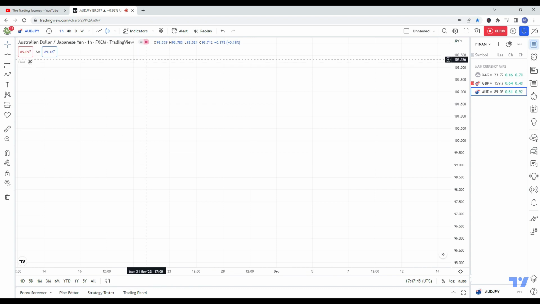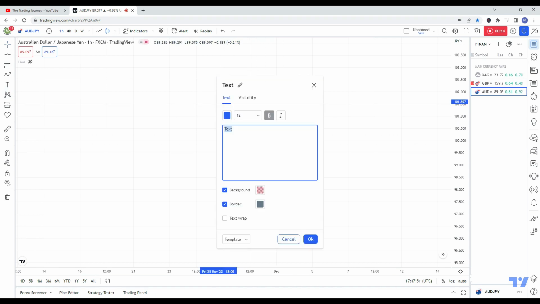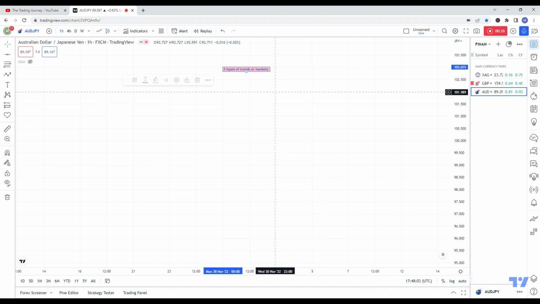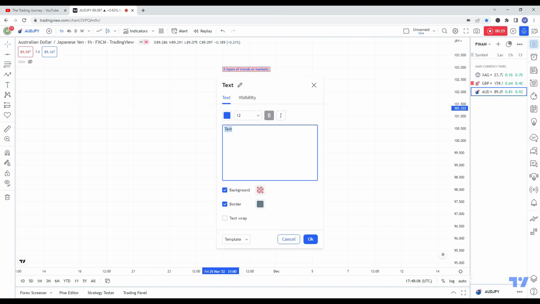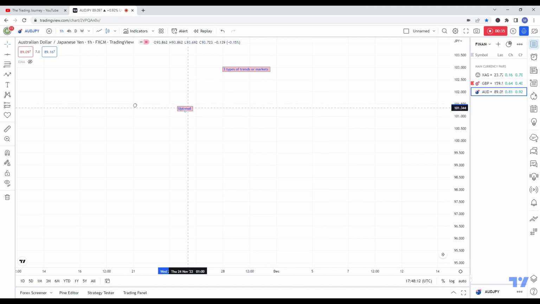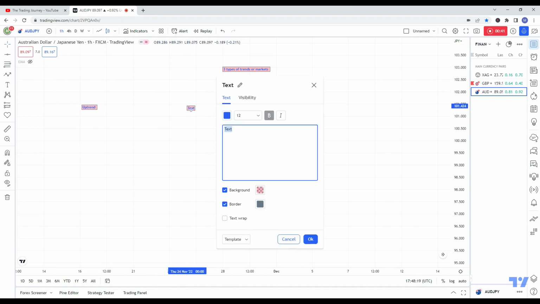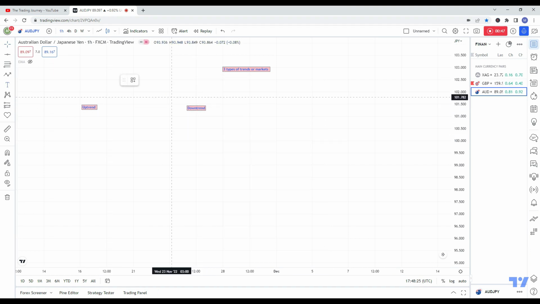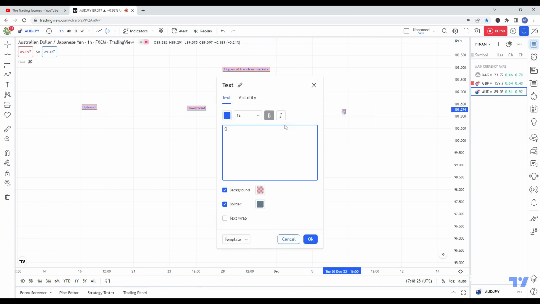Welcome back. We're gonna start talking about the types of trends in the forex market. So there is three types of trends or markets. The first trend is called uptrend. The second trend is called a downtrend. And the third trend or the third market is called consolidated market or trend.